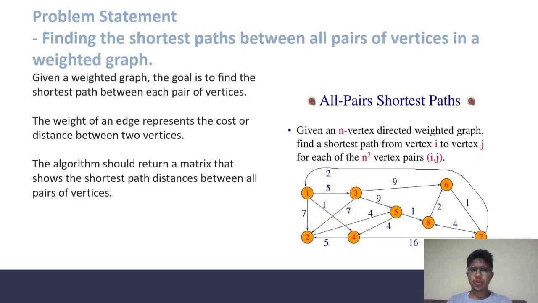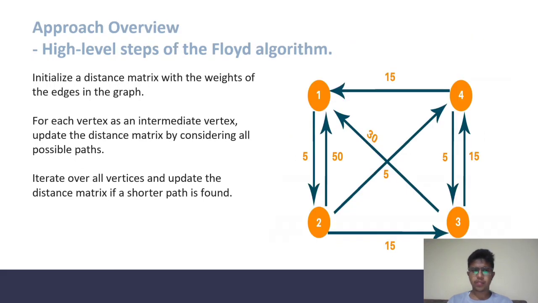Problem statement: finding the shortest path between all pairs of vertices in a weighted graph. Given a weighted graph, the goal is to find the shortest path between each pair of vertices. The weighted graph's edges represent the cost or distance between two vertices. The algorithm should return a matrix that shows the shortest path distances between all pairs of vertices.